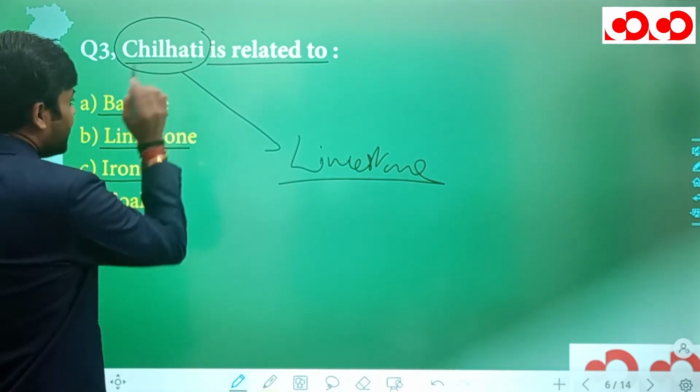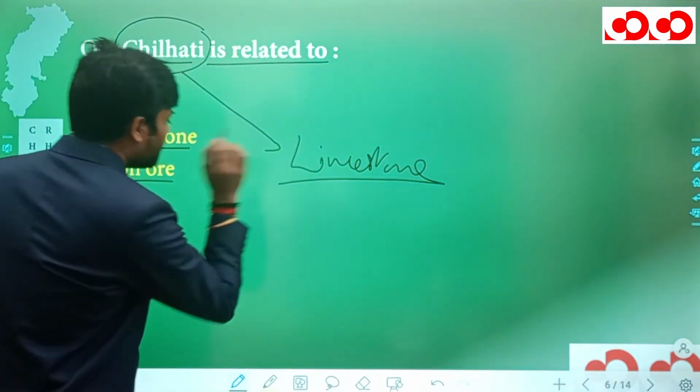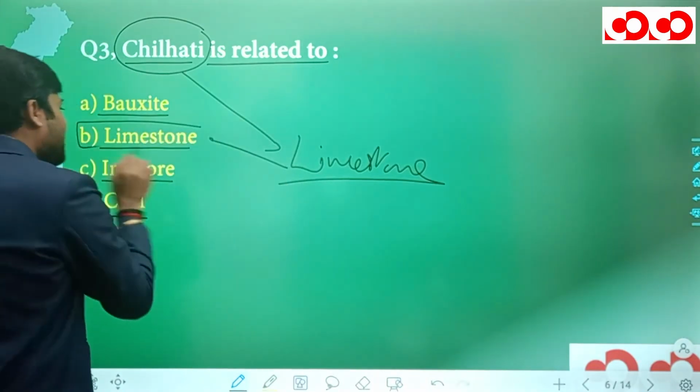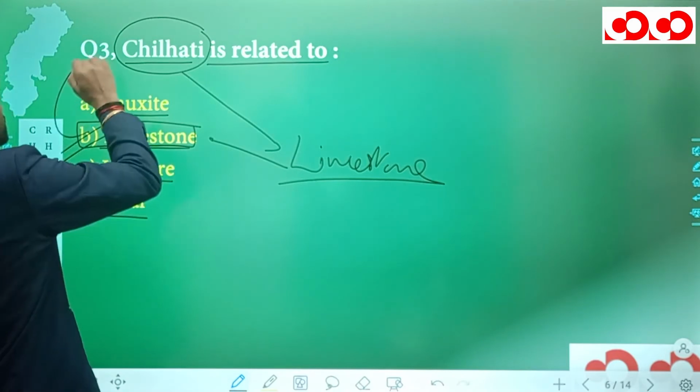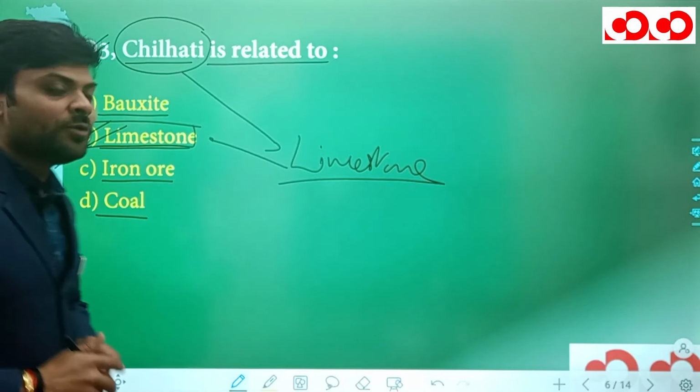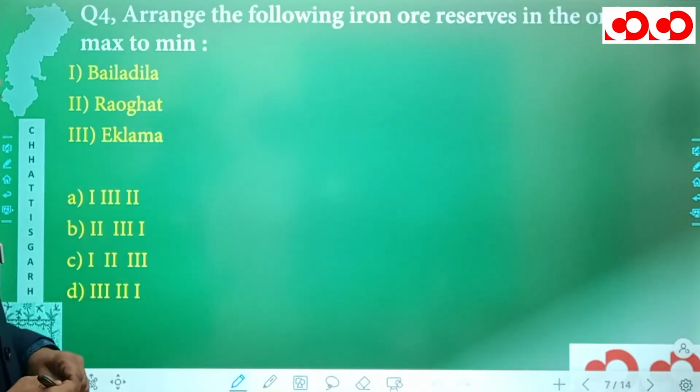Now we already know that this Chilhati is related to limestone, and limestone is given in option B, and hence this option B is going to be the correct option for our third question. So this was all about the third question. Now next we have our fourth question.